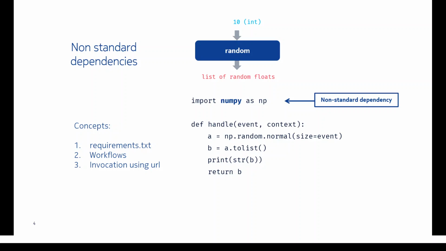Next we will create a function that imports a non-standard Python dependency such as NumPy, which is not part of the standard Python distribution. In this example, I will also introduce the concept of a workflow and how to invoke them. I will create a workflow with one function, called random, taking an integer as an input, and then it will create that many random float values using NumPy, print them, and also return those values as a list.